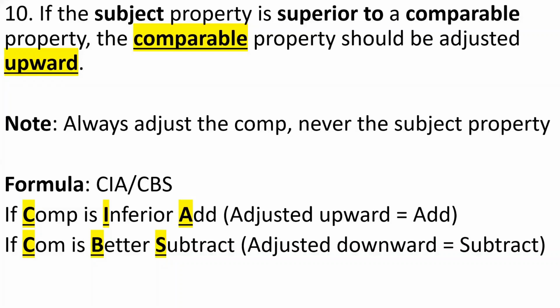And as you can see, it says the subject property is superior to the comp. So therefore, the comp is inferior. So we are in the CIA portion. Therefore, it will be adjusted upward.